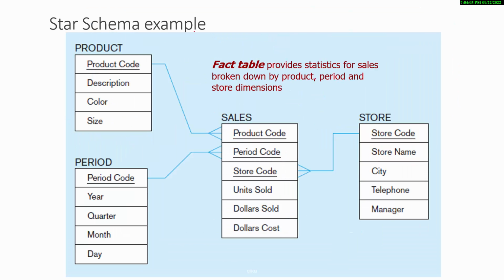This is another example of a star schema. You can see that we have the product table, period table, store table, and sales is actually the fact table. This fact table provides the statistics for sales broken down by product, by period, or by store dimensions. And you will see that there are 3 measures here: units sold, dollars sold, and dollar cost.